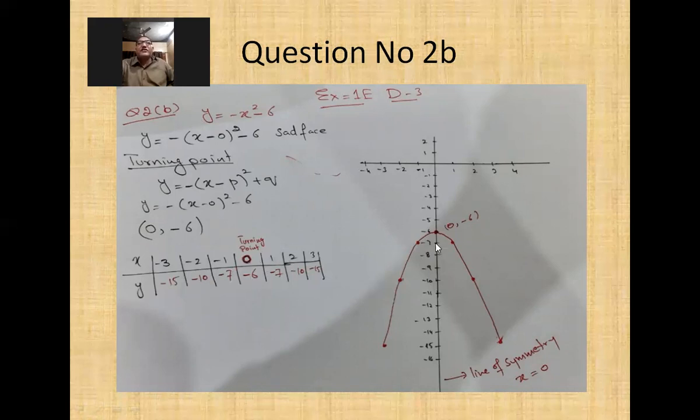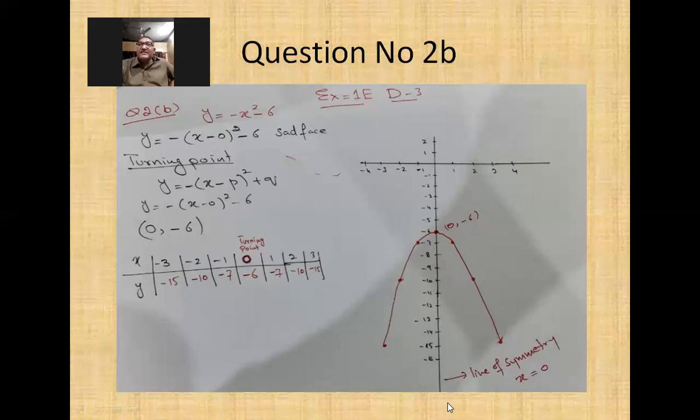You can see the turning point (0, -6) here. Then I plotted (-1, -7) here, and (1, -7) there. Then we have (-2, -10), this point, and (2, -10), this point. Then (-3, -15), this point, and (3, -15), this point. Then I join them with a smooth curve. A parabola appears.